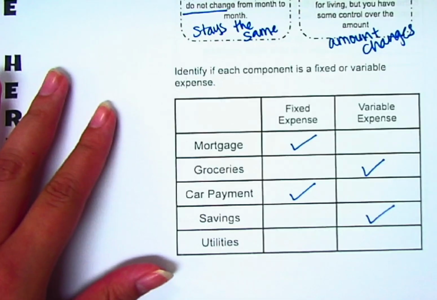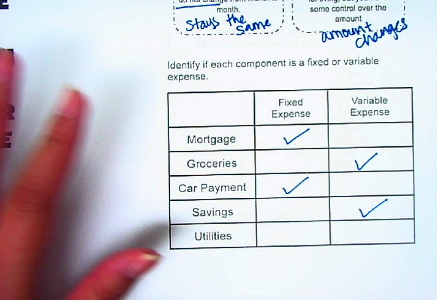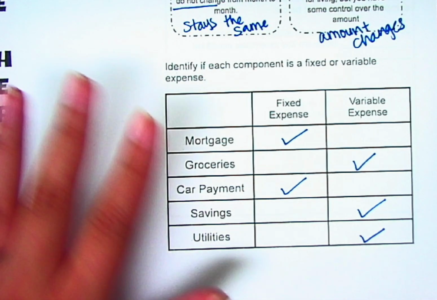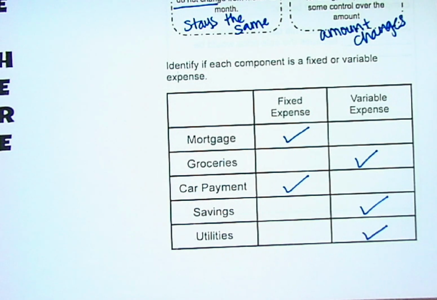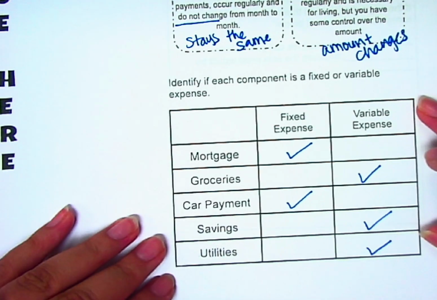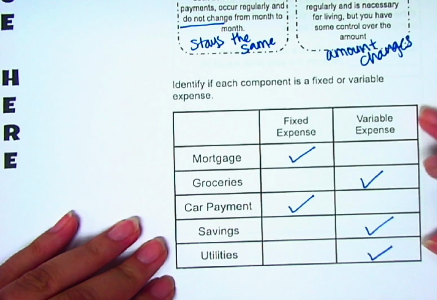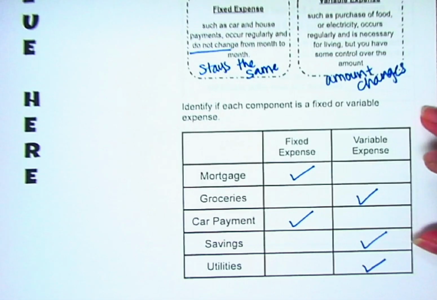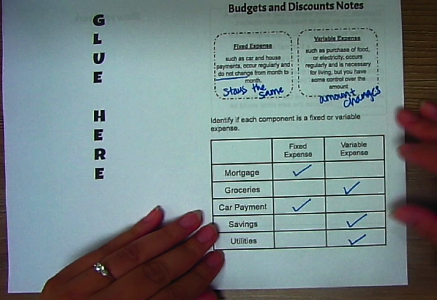Utilities, electricity every month, that is going to be a variable expense. During the summer, you might use the AC more, so the bill is going to be a little bit more expensive. So that amount is going to change from month to month. Okay, make sure you have all of this on your paper. Go ahead and turn it over on the back.